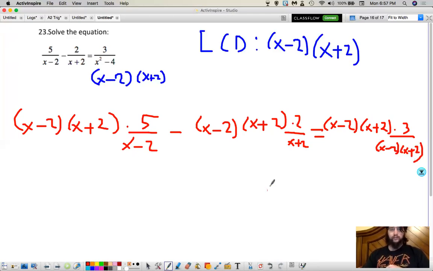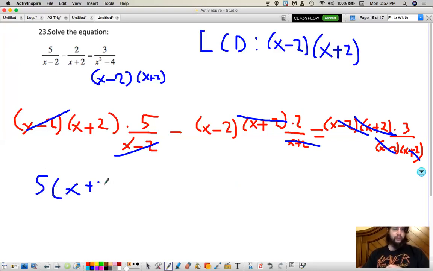Good idea to leave this in factored form whenever you do it, because cancel, cancel, cancel, cancel, cancel, cancel. Let's just write out what we're left with so we don't get confused. 5 times x plus 2. I like writing my constants out front and the binomials in the back. Minus x minus 2 times 2. So I'm going to do minus 2 times x minus 2. Again, you could write it either way you want. It doesn't matter to me, but that's how I like to write it.